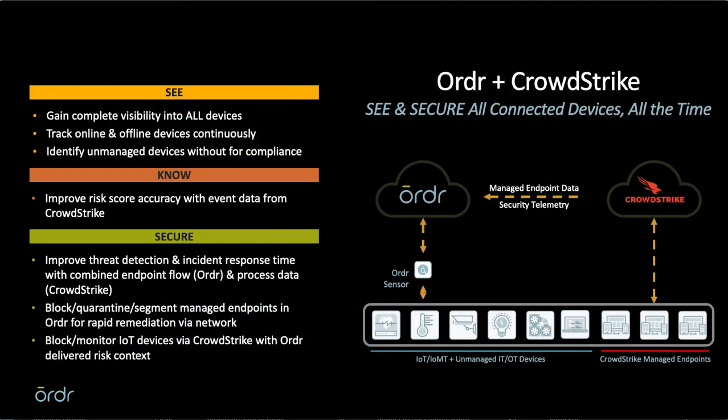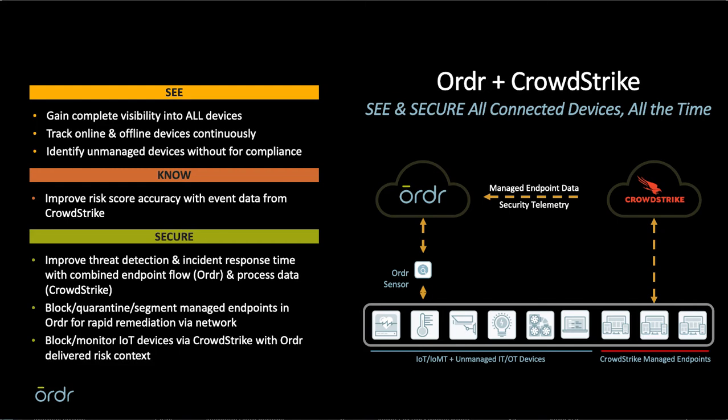What we are trying to focus on is that CrowdStrike is going to focus on the majority of the first and second pieces, and we as Ordr are going to focus mostly on the IoT and IoMT devices. When we combine these two forces, we can give holistic visibility of all connected devices in the network, and we can get context and source of truth from where it's very important. They're able to see that in Ordr, so we're pulling information into Ordr.